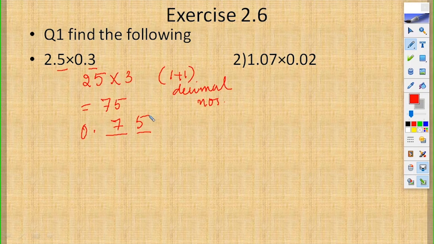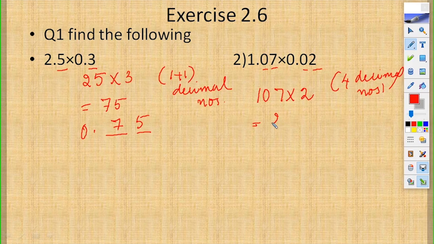Total how many decimal places? 1, 2, 3, 4. So I have 4 decimal places in my answer. Okay, I will ignore the decimals now. It is 107 into 2. How much is it? 214. But my answer should have 4 decimal places.